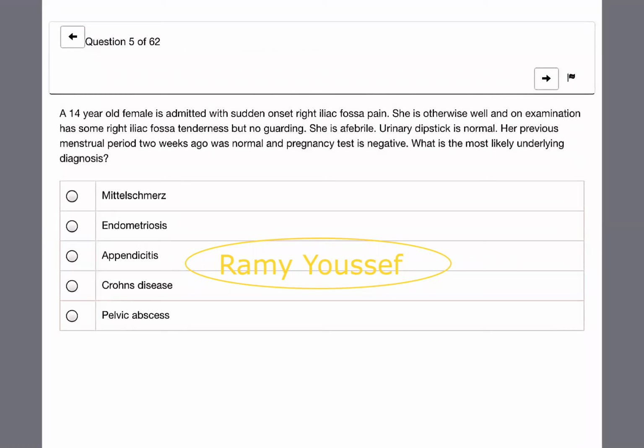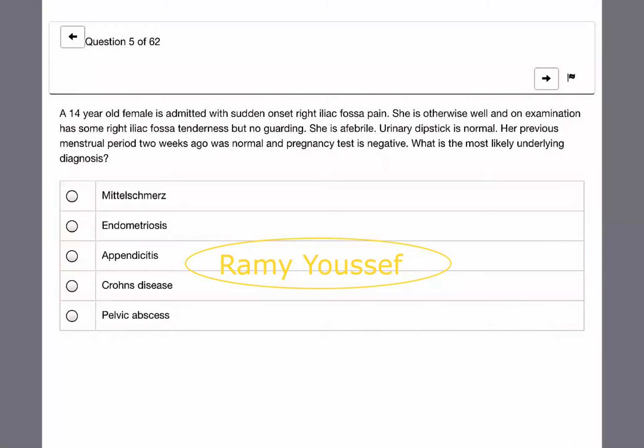Okay, Dr. Rami. A 40-year-old female is admitted with sudden onset of right iliac fossa pain. She is otherwise well and on examination has some right iliac fossa tenderness with no guarding. She is febrile. Urinary dipstick is normal. Her previous menstrual period 2 weeks ago was normal and the pregnancy test is negative. What is the most likely underlying diagnosis?